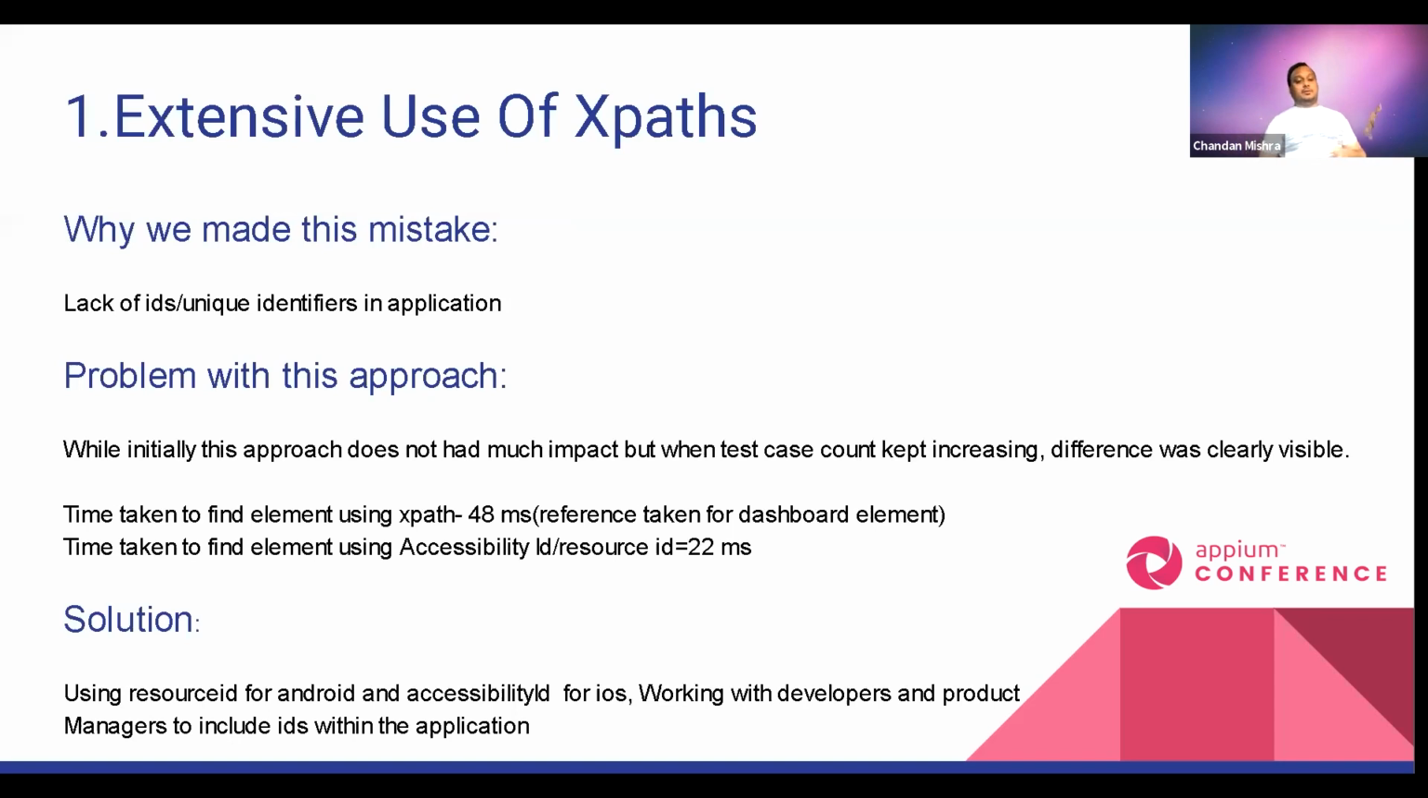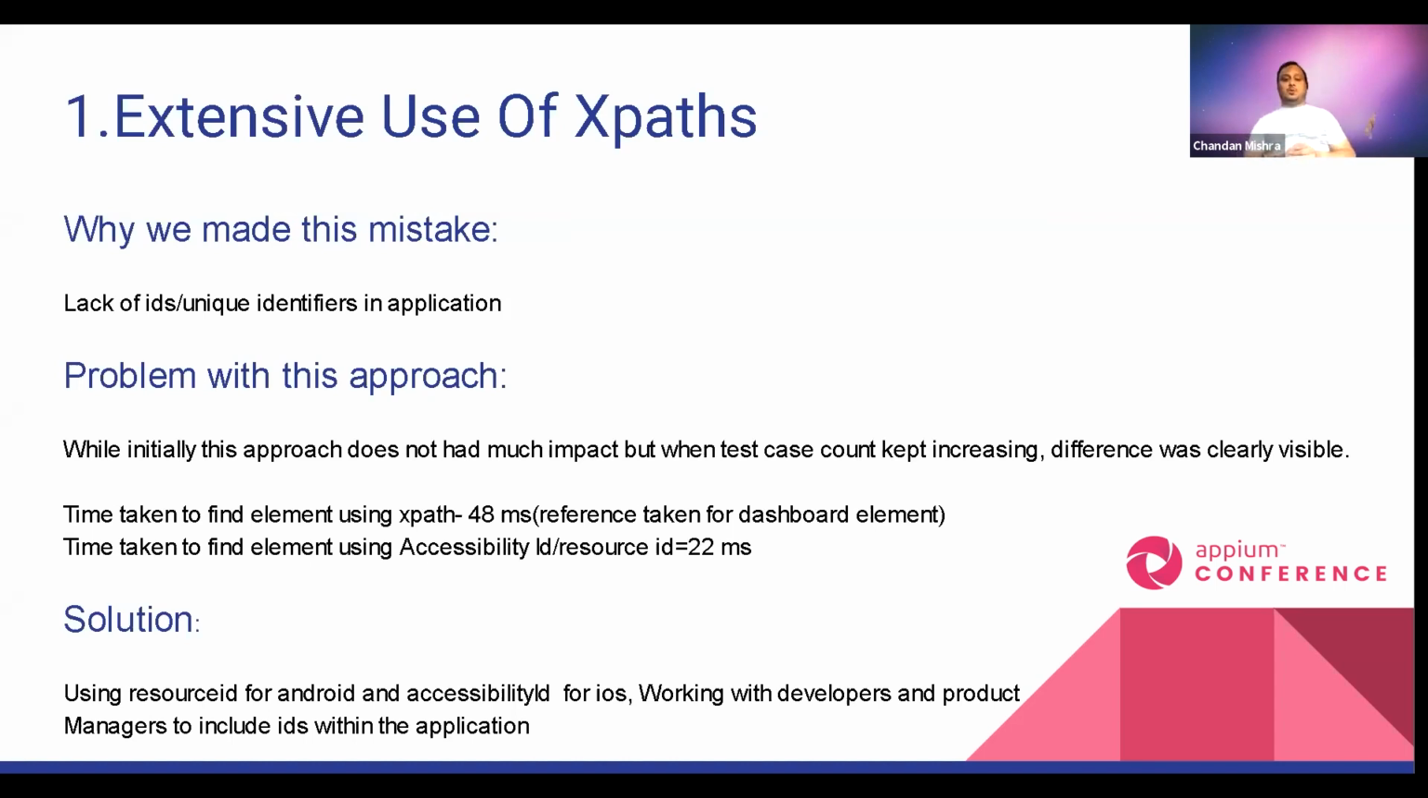It was fine when we had 50 to 100 cases, but slowly we saw that test execution was taking a lot of time, especially for iOS. Android was still fine, but for iOS the difference is huge when you compare an accessibility ID to an XPath. For a normal dashboard element, it was taking 48 milliseconds for XPath, and for accessibility ID only around 26. So there is a difference of around 100%, a 2x difference.